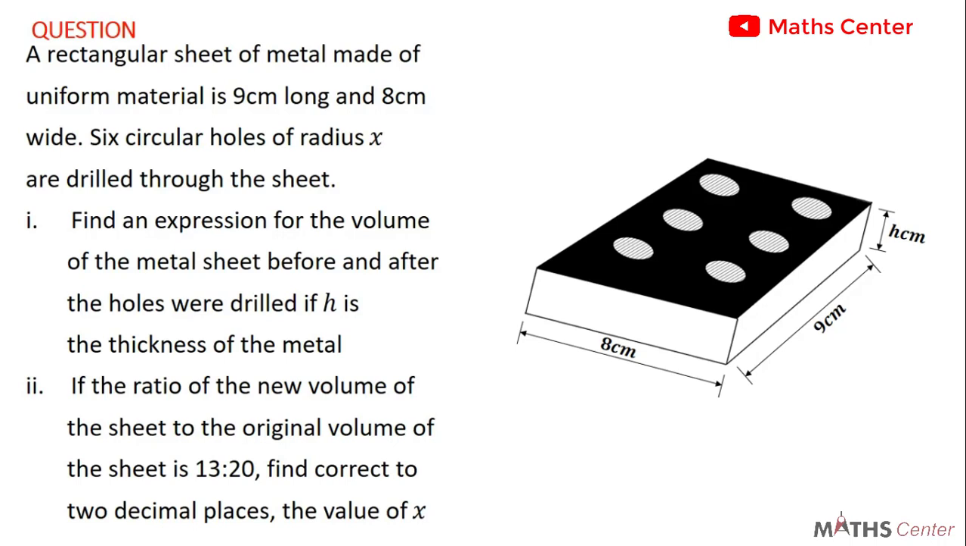II. If the ratio of the new volume of the sheet to the original volume of the sheet is 13:20, find, correct to 2 decimal places, the value of x.